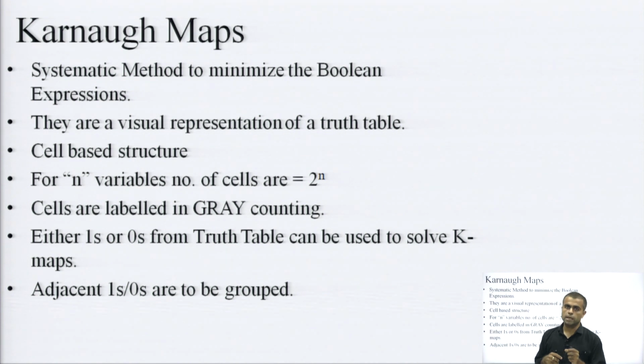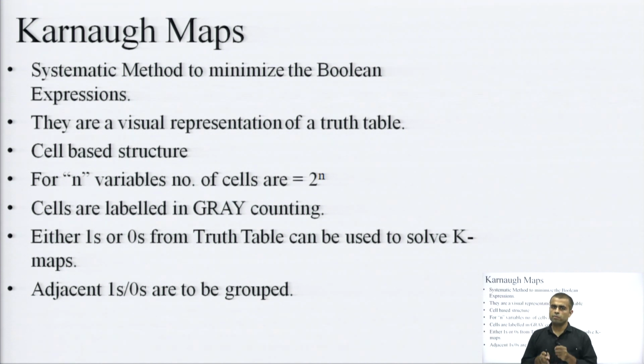So if a student gets triggered with a law which gives the answer very briefly, that student might be able to minimize that Boolean expression in 3 steps, and the student who has not clicked with that particular Boolean law might take more time to solve the expression. So minimization based on Boolean laws is not a systematic one, but this Carnot map is a systematic method to solve the Boolean expressions. The next thing about K map is that it is a visual representation of truth table.